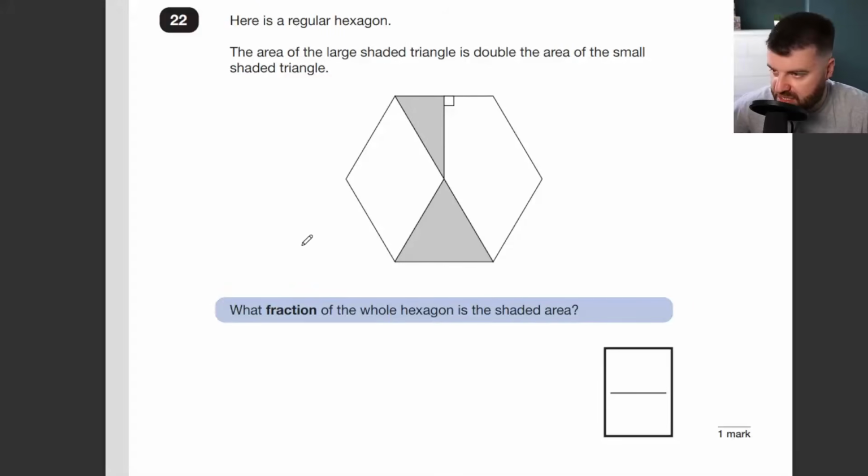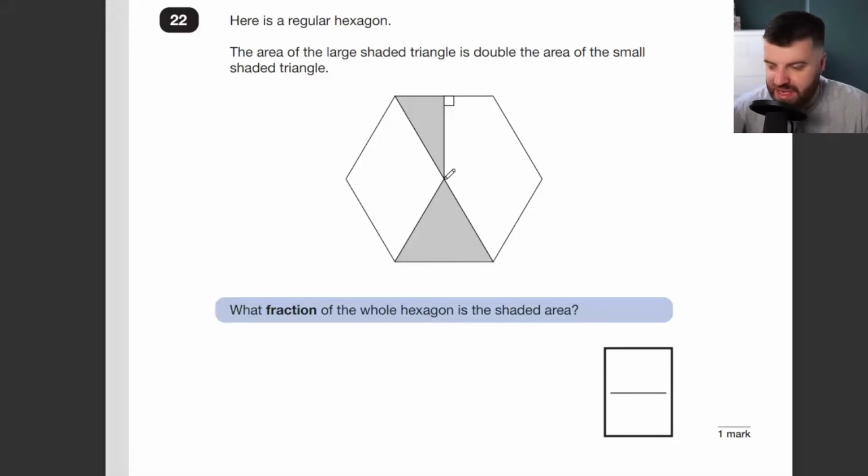Here is a regular hexagon. The area of the large shaded triangle is double the area of the small shaded triangle. Hopefully you can see that here, because really it's just this half's been taken off, isn't it? These are the same and that half's just been taken off. Let's see what the question asks us to do. What fraction of the whole hexagon is the shaded area?